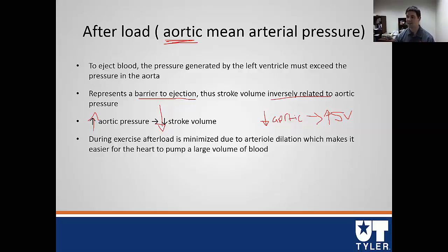What we're going to take next is we're going to break down afterload and look specifically at this blood pressure issue and how blood pressure is measured and affected in the body.